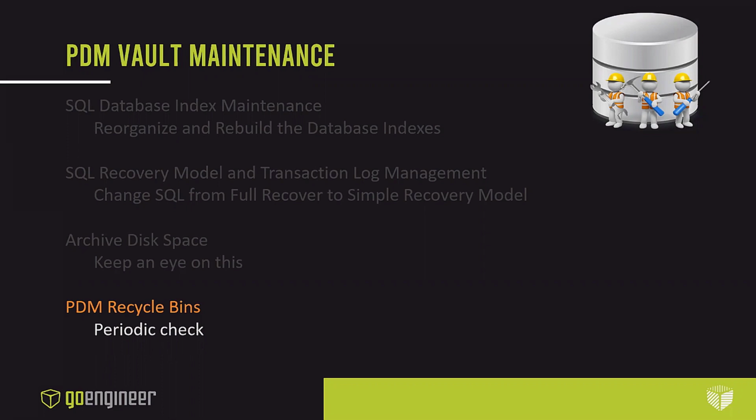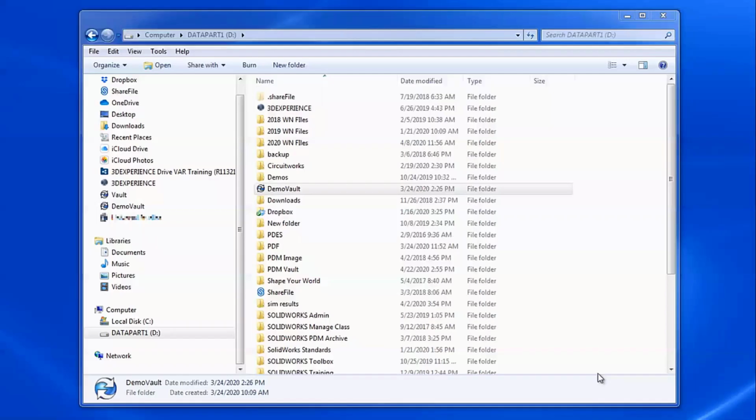When any file is deleted in PDM, it doesn't actually delete it, it moves it into the PDM recycle bins. This can be a cause of unnecessary disk space usage. So if you find that your archive disk space is getting to the limit, here's one quick area you might be able to go to and free up some additional space. I'll show you how to do this.